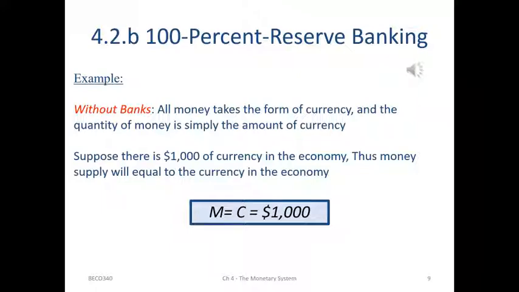Let's have an example. Without banks, all money takes the form of currency, and the quantity of money is simply the amount of currency. Suppose there is $1,000 of currency in the economy, thus the money supply will equal the currency in the economy. M equals C equals $1,000.